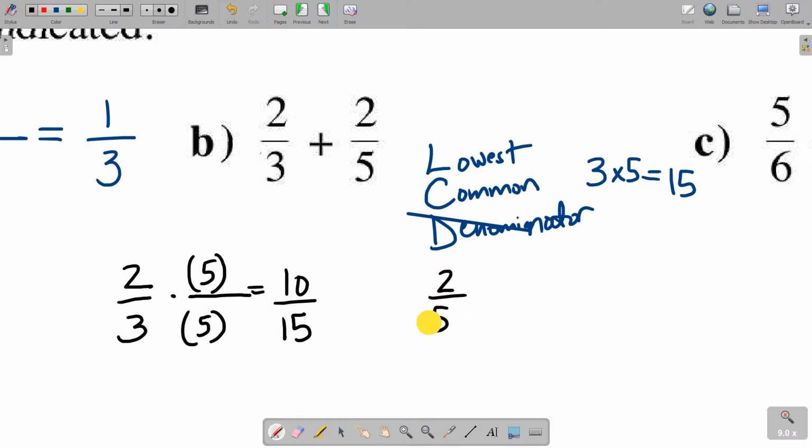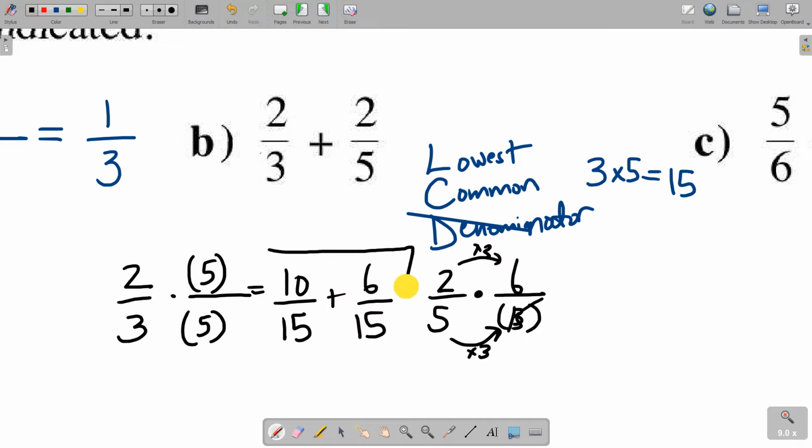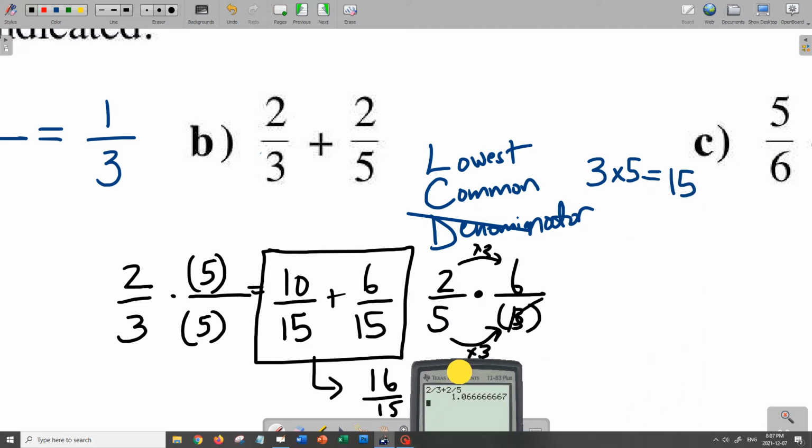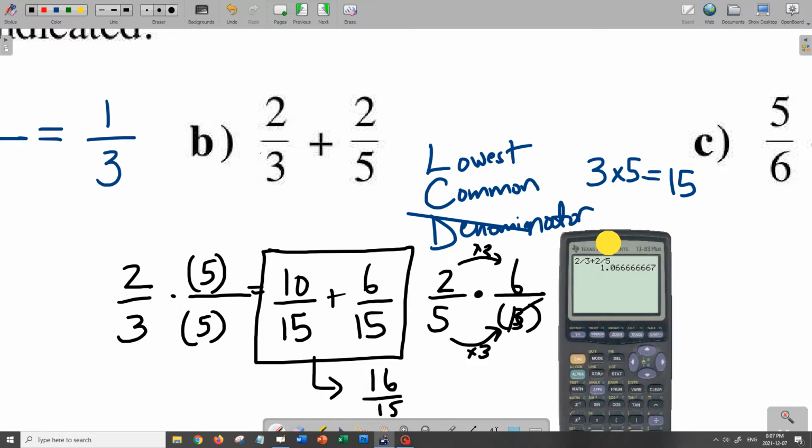The 2/5, to make into 15, I've got to multiply by 3, because 5 times 3 makes 15. Whoops, sorry. My brain is getting tired at this point. 2 times 3, that would be 6. So what we have is the fractions in the same comparison as 10 over 15 plus 6 over 15, which gives us 16 over 15. That makes more sense as to why the calculator shows 1.06, because in fact it's bigger than 1, not less than 1.